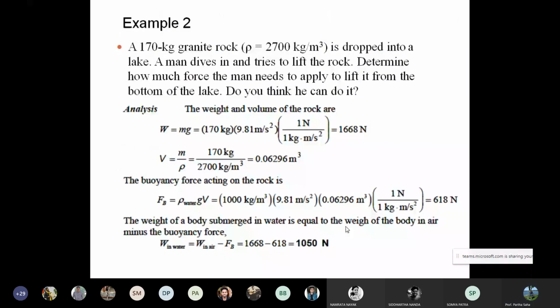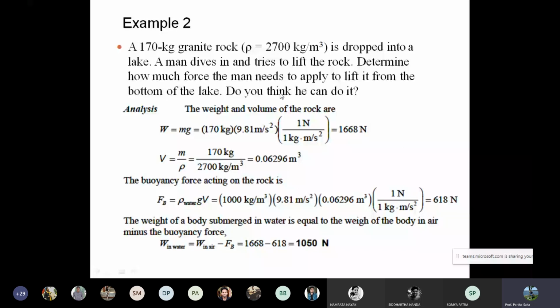Another problem: a 17 kg granite rock, with a given density of 2700 kg per meter cube, is dropped into a lake. The man dives in the water and tries to lift the rock. Determine how much force the man needs to apply to lift it from the bottom of the lake. Do you think he can do it? Because the weight of the man has to be considered, so that has to be a feasible number, right?